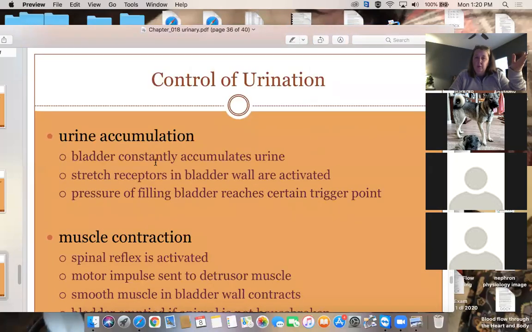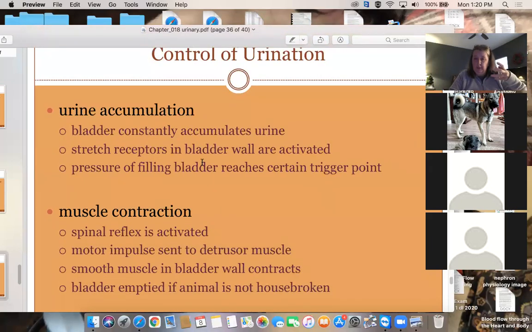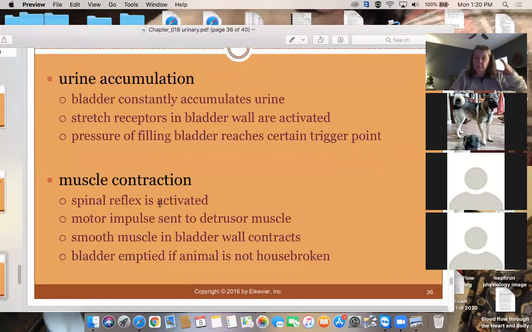Now, this is kind of explaining what I just said. The bladder accumulates urine, and then the stretch receptor detects the size of the bladder, and then when it reaches a certain point, the muscle contraction is initiated. Now, there is a spinal reflex responsible for this. Remember, it's sensory first, then motor sends a signal, the detrusor muscle contracts, and then the bladder will be emptied. Hopefully they can control the sphincter till it's time.